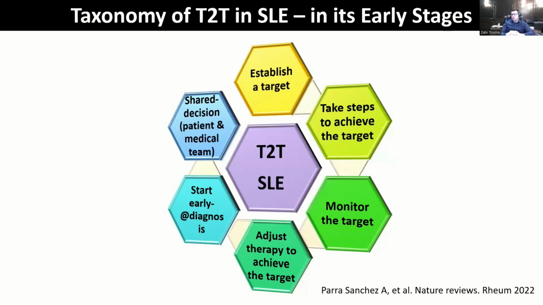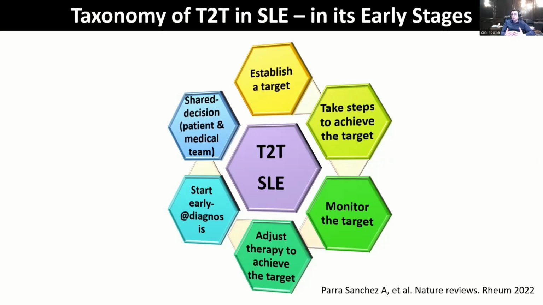Now back to the treat to target taxonomy. When you think about this concept, think about the constructs that you need to measure and the conceptual framework that relates all these constructs that you're trying to measure to achieve an understanding of the treat to target. So first of all, you need to establish a target. You gotta take steps to achieve this target and monitor the target and adjust therapy to make sure we're always achieving the target. But you might wonder, when should I start thinking about the target?